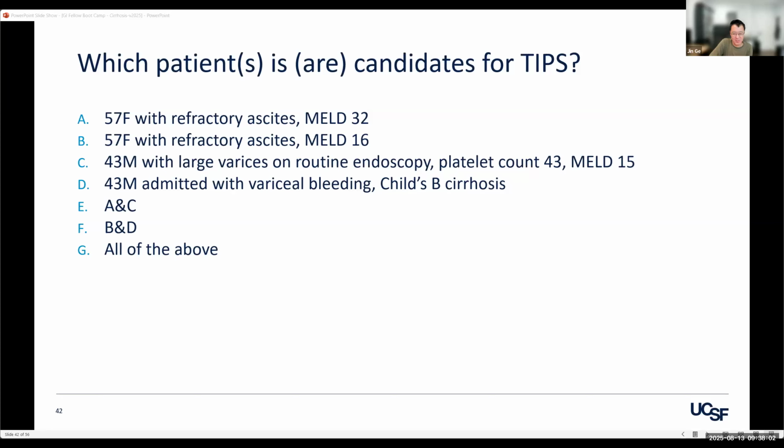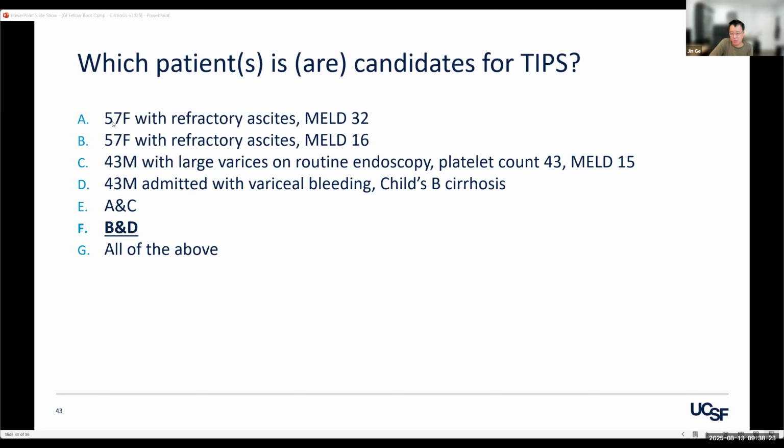So going through the answers, I think A, the MELD is too high to be a candidate. I think B would be a candidate. C, maybe the platelet count is too low, but I think D would be a candidate also. Say B and D. Yeah, you're right. It's B and D.